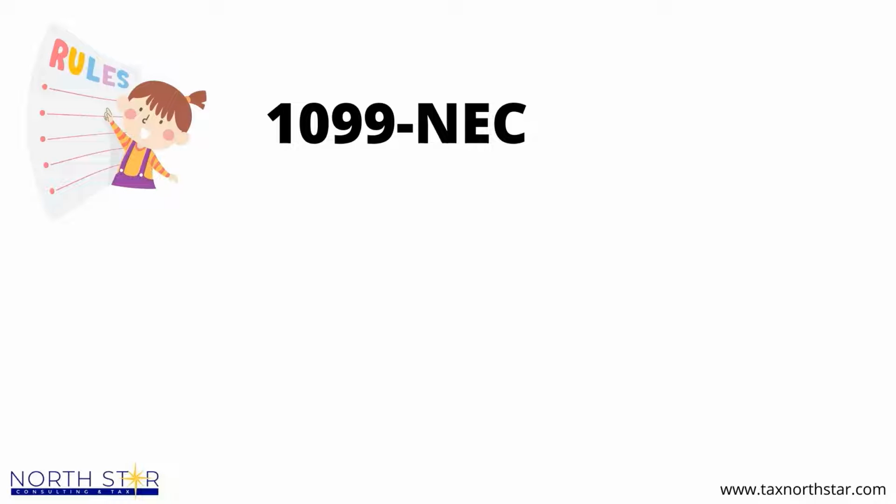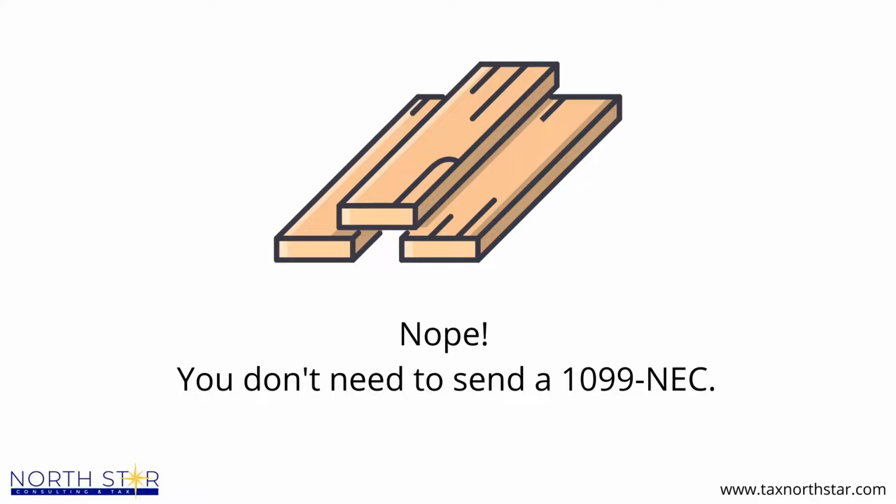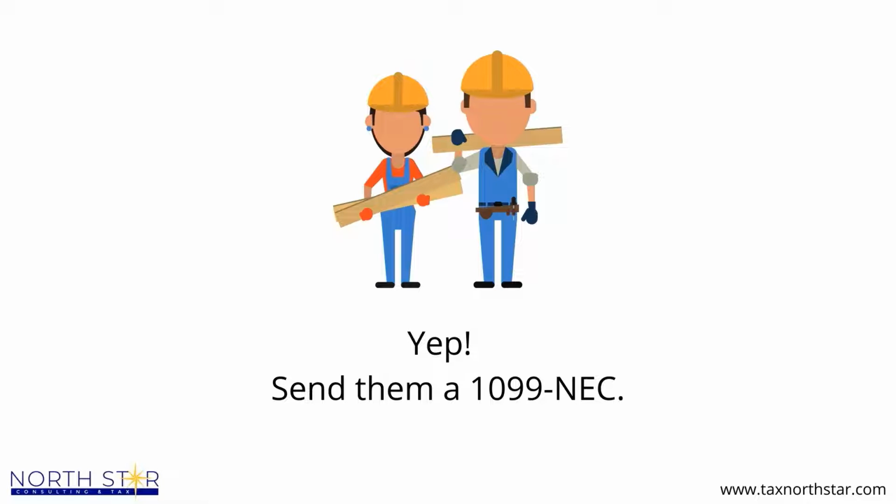So what are the rules for filing a 1099 NEC form? Rule number 1. You must send a 1099 NEC to a person or business you paid over $600 for services. This doesn't include materials, just services. So if you are a home builder and you build amazing, beautiful houses, and you buy wood to build those houses, you don't have to send a 1099 NEC to the person or business you buy the lumber from. But the contractor you pay to frame those amazing, beautiful houses, yep, you may need to send them a 1099 NEC.